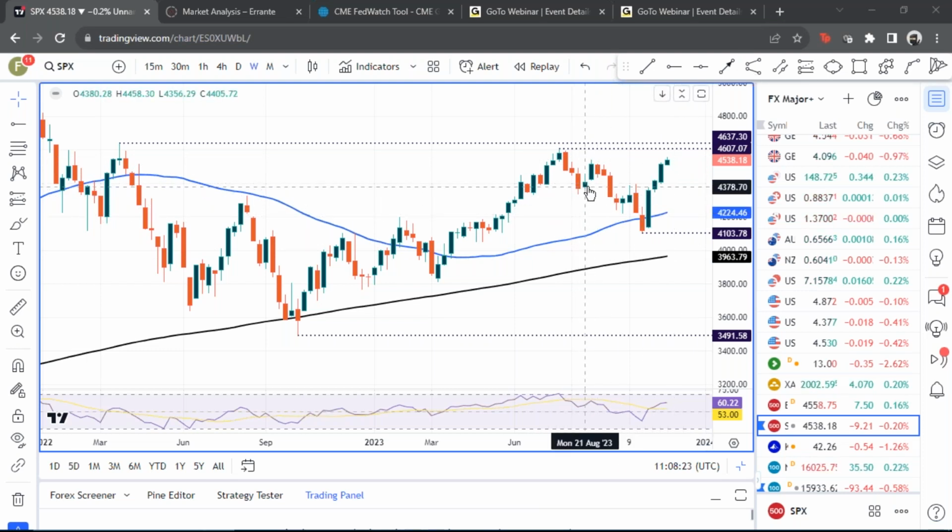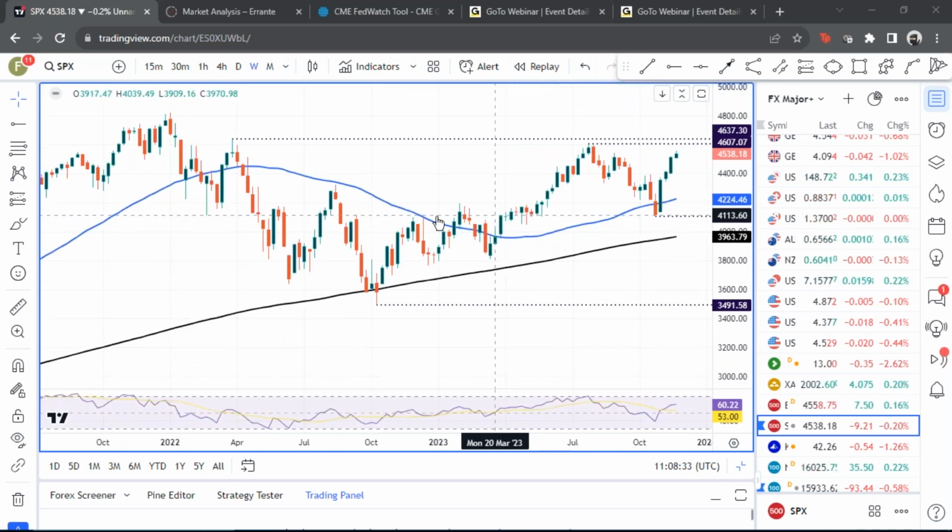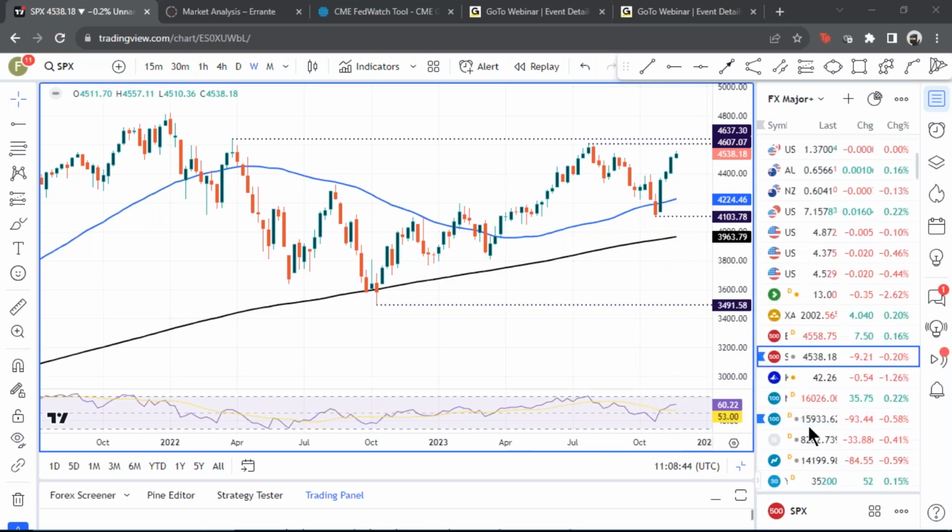Key levels for the bulls, if we do get past this sort of late August high at 45.41, then we do have that late July high at 46.07, before then 46.37, and then the high from January last year at 48.18. Momentum looks good. We're not overbought, so that's encouraging for the bulls.